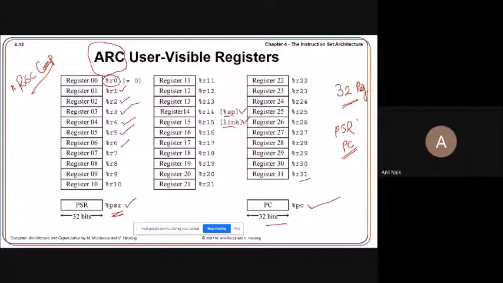The program status register gives the status after performing an arithmetic operation, if there is any carry flag or overflow. So that gives the status, that is the PSR.